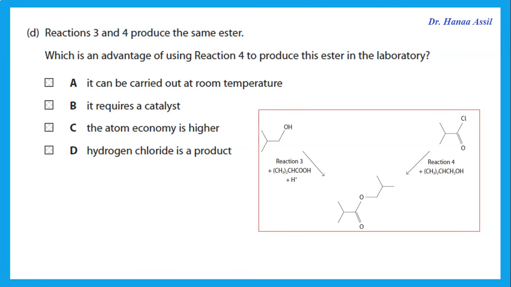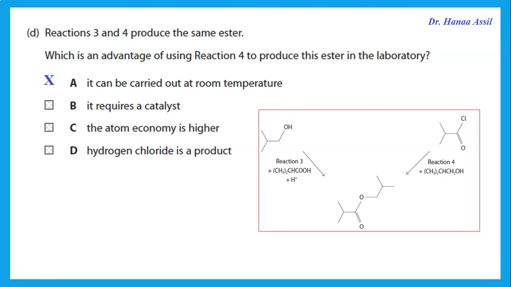And the question is, which is an advantage of using reaction 4 instead of 3? Why is reaction 4 better? Remember that we said if we're trying to make an ester, it is better to make it from an acyl chloride than from an acid. Why? Because it can be carried out at room temperature. The acyl chloride is very reactive, and it will react at room temperature without a catalyst.